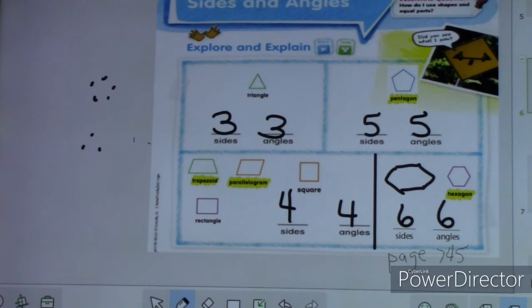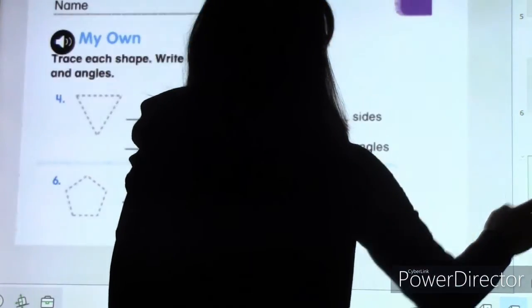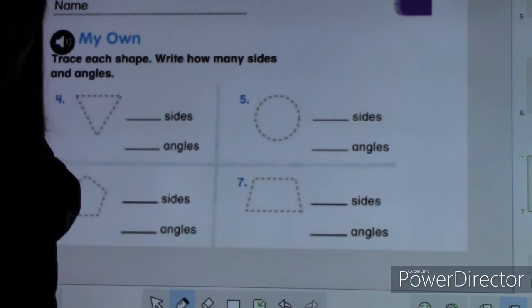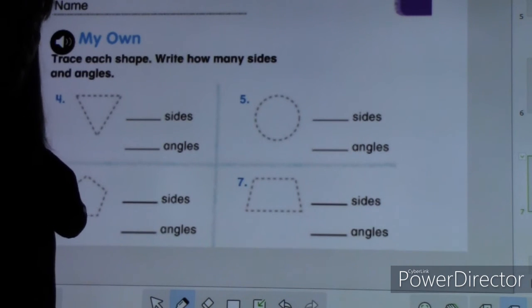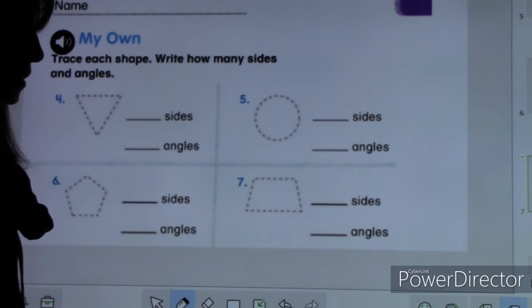Okay, again, pause the video if you need to so that you can catch up with me. I'm going to turn to page 746. This is the top of page 746. They want us to trace each shape and write how many sides and angles. We've already figured out that the number of sides equals the number of angles. They are the same. So if we trace the shape and count while we're tracing, we'll know that the number of angles is the same.